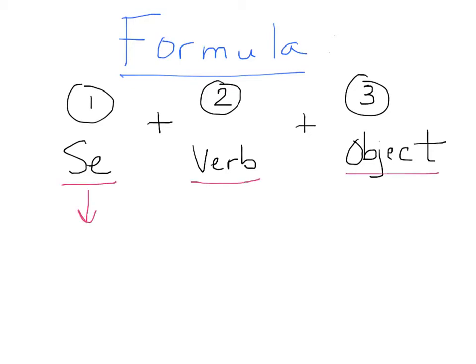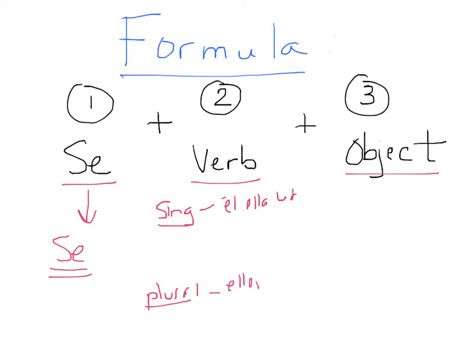The se always stays, no matter what. No matter what, you're always going to start your sentence off with se. It does not matter what the verb is or what the object is, you always start with se. The verb can either be singular or plural. Much like the gustar-like verbs that we just talked about, the singular verb is going to be in the él, ella, usted form, and the plural is going to be in the ellos, ellas, ustedes form. So you only have two choices for the verbs: singular, él, ella, usted, or plural, ellos, ellas, or ustedes.